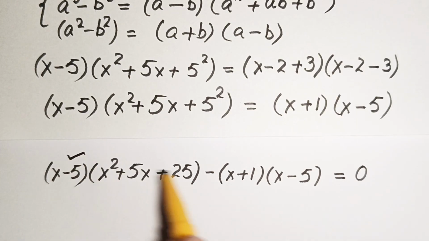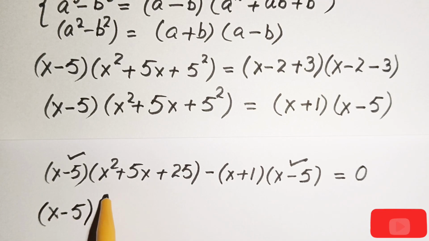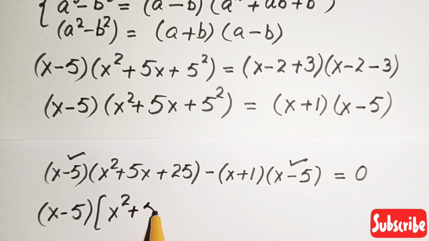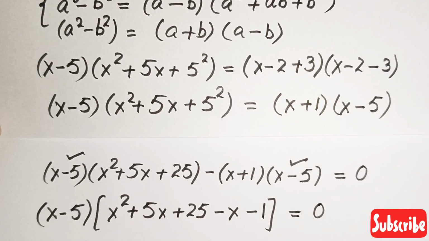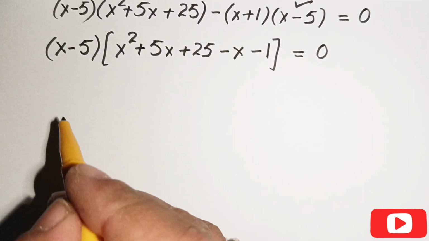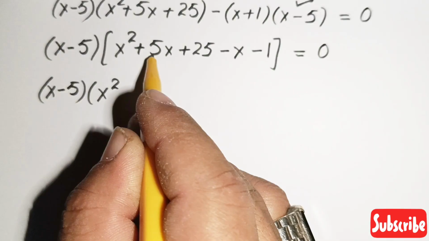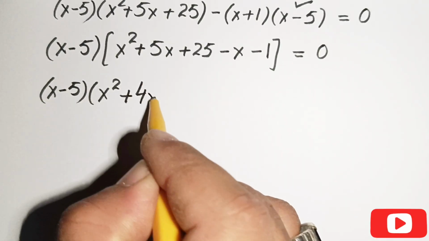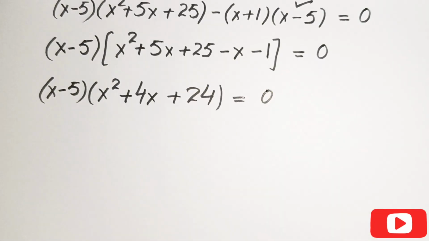Now we see that x minus 5 is common, so taking it common outside the bracket, we get x minus 5 times (x squared plus 5x plus 25), and here we have only x plus 1, so minus multiplied by x is minus x, and plus times minus is minus 1, that is equal to 0. Now x minus 5 times (x squared plus x plus 5x minus x, we have plus 4x, plus 25 minus 1 is plus 24), that is equal to 0.